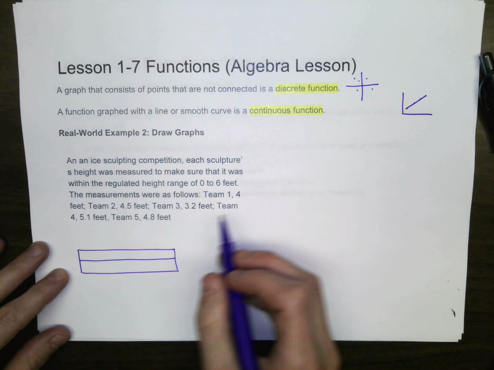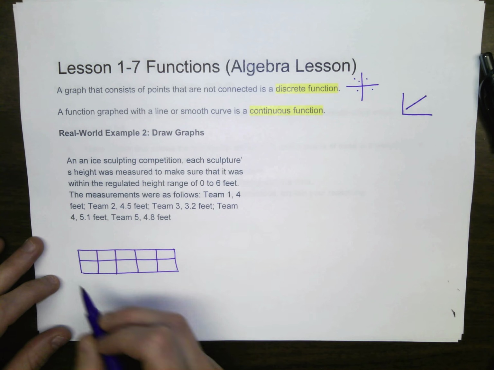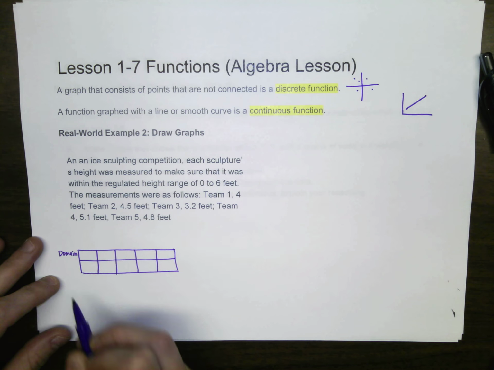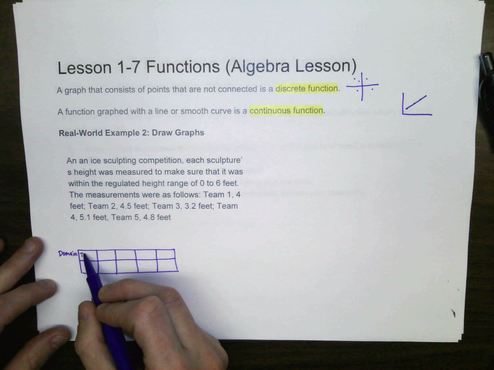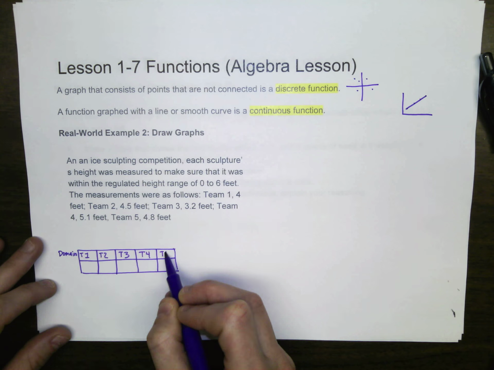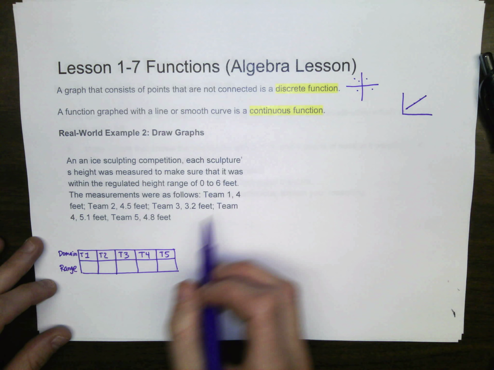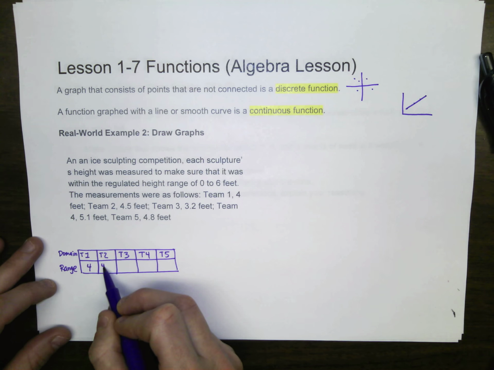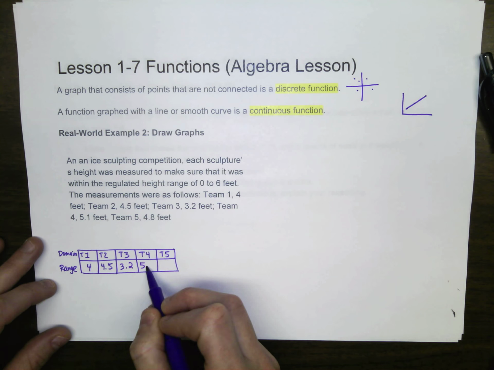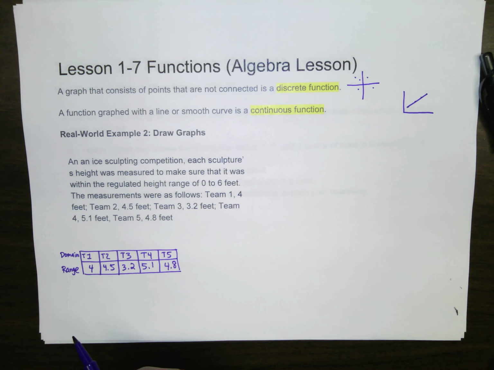I know we have 5 teams. And here the domain is what we're putting in. So that's each team: team 1, team 2, team 3, team 4, team 5. And our range, or our output, is going to be 4 feet, 4.5, 3.2, 5.1, and 4.8 feet.